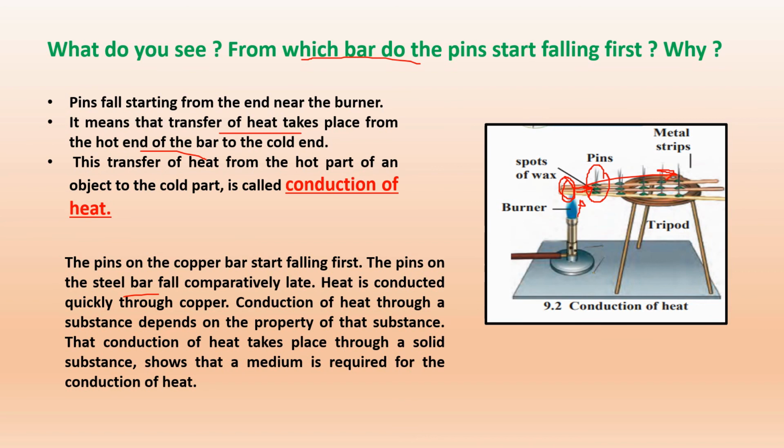Now how does this conduction of heat take place? It takes place through a solid substance, right? So that means for conduction of heat a medium is required. Always, for conduction of heat a medium is required. In this way the heat can be conducted from the hot part of an object to the colder part. So this is the conduction of heat, the first way in which heat can be transferred.